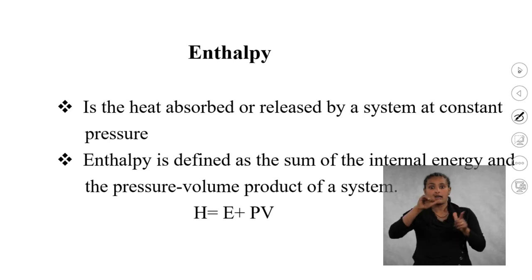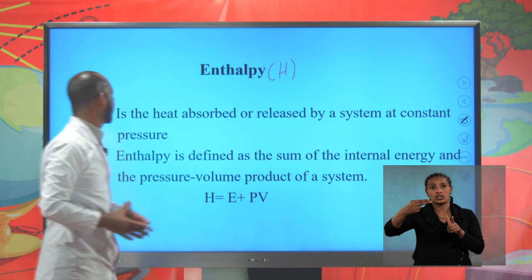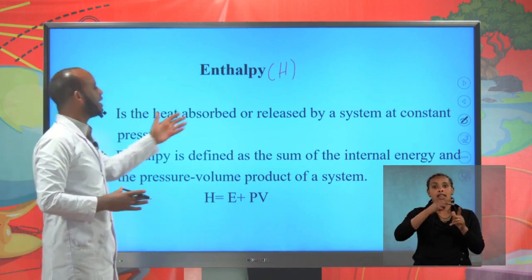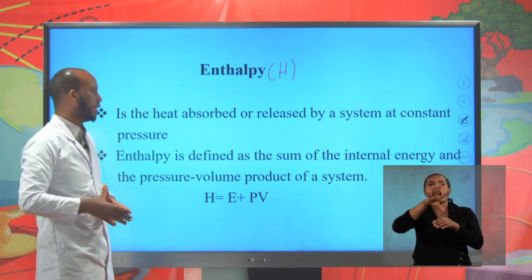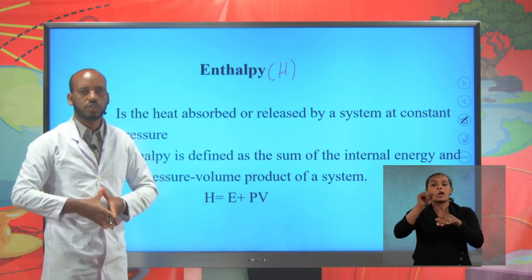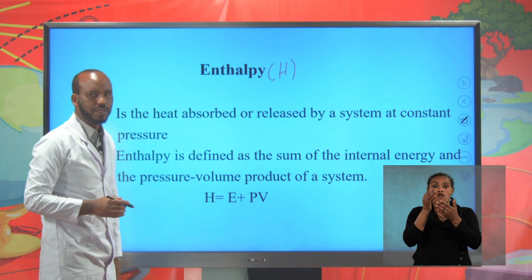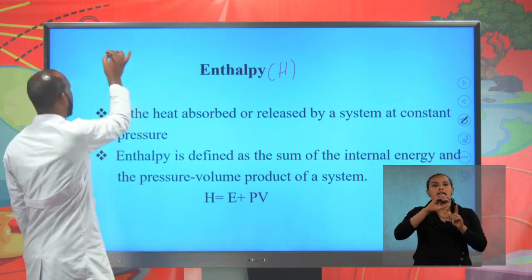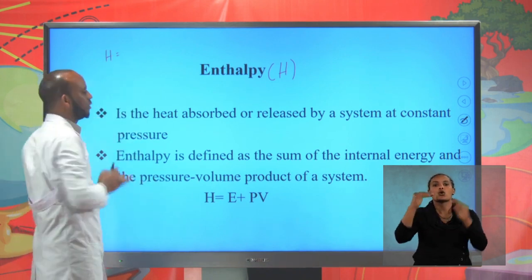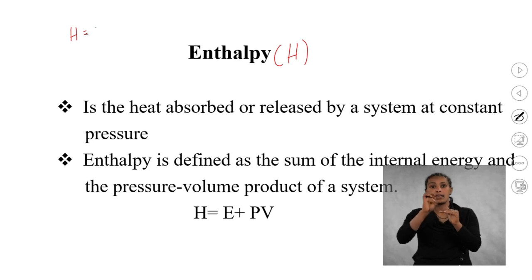Enthalpy is denoted by the symbol H, capital H. Now enthalpy is the heat absorbed or released by a system at constant pressure. The formal definition of enthalpy is H equals E plus pressure times volume.